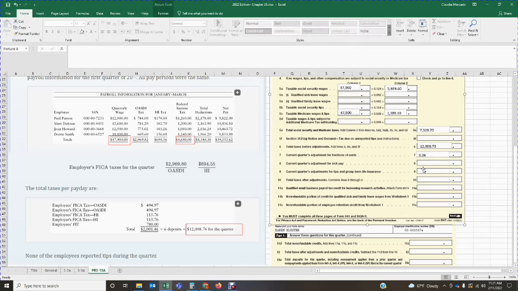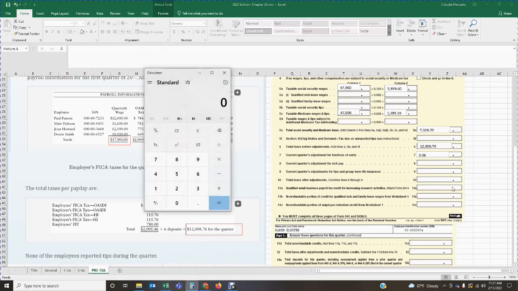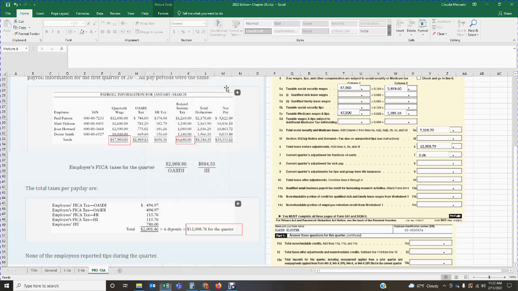Line number 8, current quarter's adjustments for sick pay. That does not apply. Number 9 does not apply. That has to do with group term life insurance. Number 10, okay. Total taxes after adjustments combines lines 6 through 9. So we're going to add everything from 6 through 9. In line 6, we have 12,008.70. Line 7, we have 0.06. So those are the only two lines that are filled in. So we've got 12,008.76. And that is going to go in line number 10.